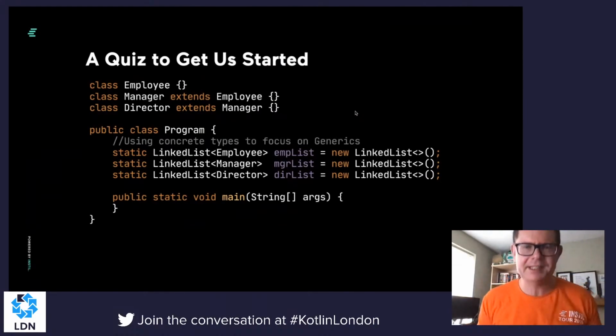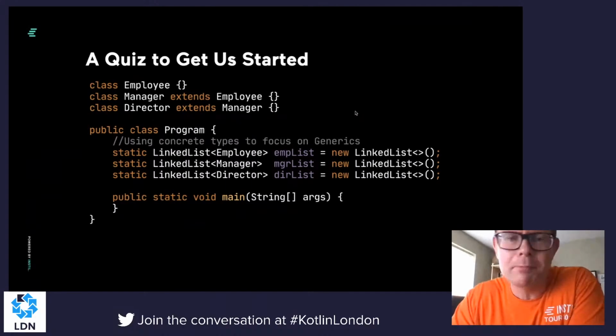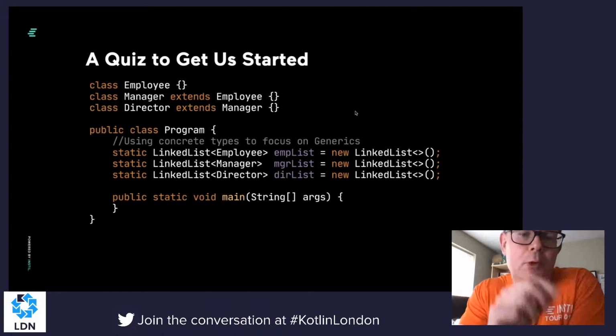So, Act 1, let's just explain where the complexity comes from. So we'll take the class hierarchy that everybody uses. We'll have director extends manager and manager extends employee, and let's have 3 linked lists. So we won't bother about interfaces. We won't use lots of collections. We'll just pick one concrete type, and that's the linked list type.